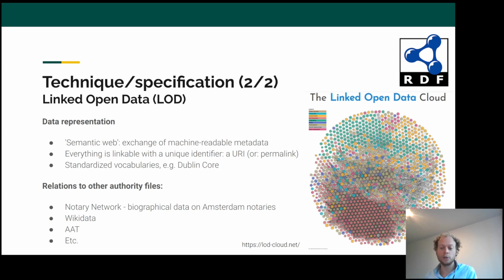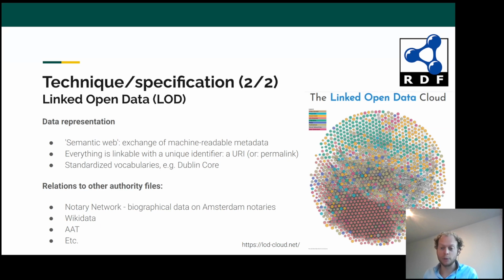This linked open data is then also meant to link to other sources, to other data providers. For instance, to say that a notary described in the work of Montias is exactly the same as a notary described in the notary network, which is a biographical data set on Amsterdam notaries. Or that an item in this Montias data is the same as a painting in Wikidata. Or that an item can be classified as porcelain, which is described and given a meaning in the Art and Architecture Thesaurus, the AAT, and many more. And on the right, you see the famous LOD cloud. Every dot is a data set that is somehow connected. And each data set has its own expertise.